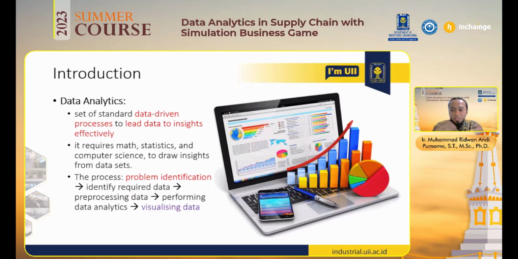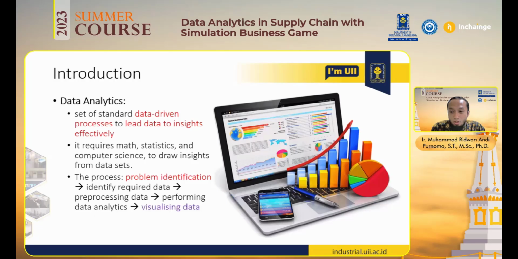We can imagine the data will be stored in a database. In order to get the data from the database, of course, we need to execute some SQL, structured query language, in order to retrieve the data. It means that we need to understand computer science as well, to draw insight from the data sets.